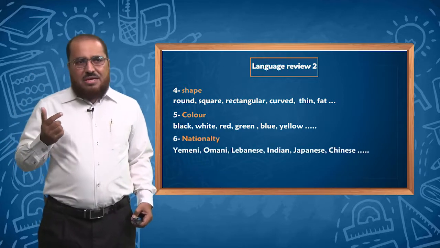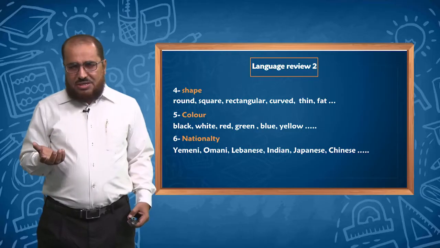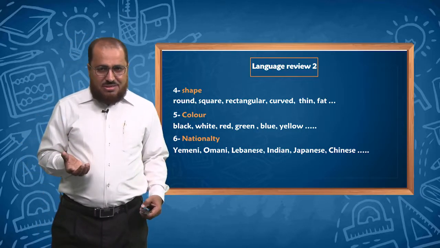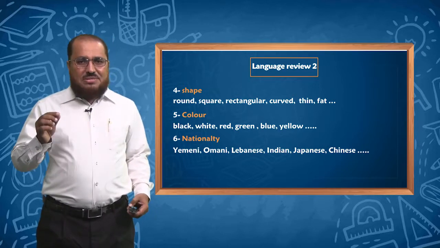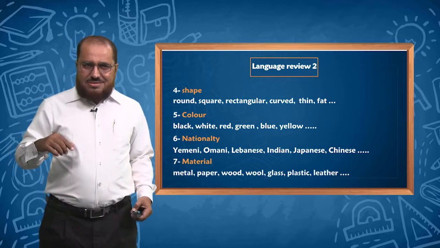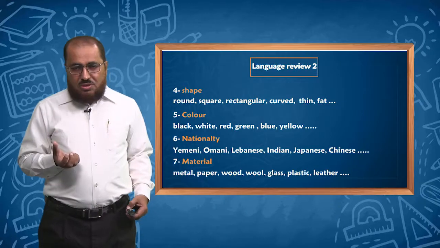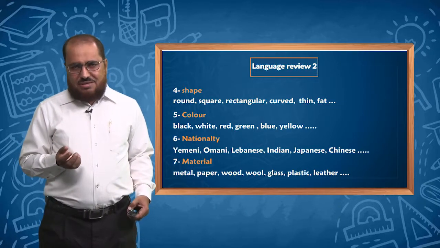What's after? An adjective of nationality. Where is it from? Yemeni, Omani, Saudi, Indian, Japanese, Chinese. Okay? The nationality comes number 6, after all those 5 adjectives. Then, and the last one, comes the adjective of material. What is it made of? This is material. Is it plastic, the thing you describe? Or paper, or leather, or wool, or wood, or cotton, or what material exactly?